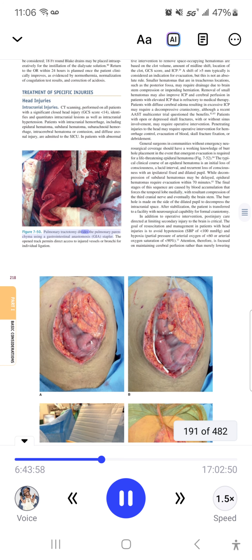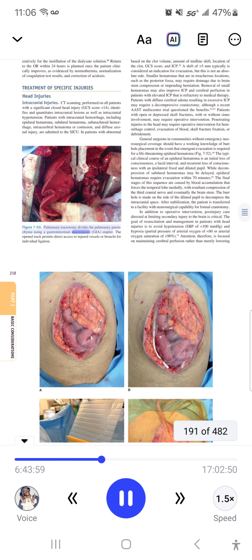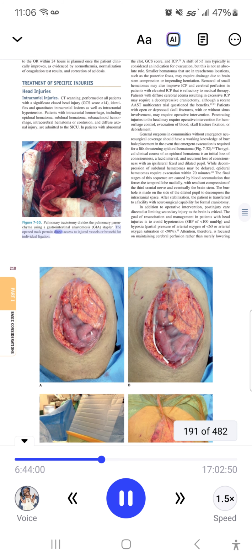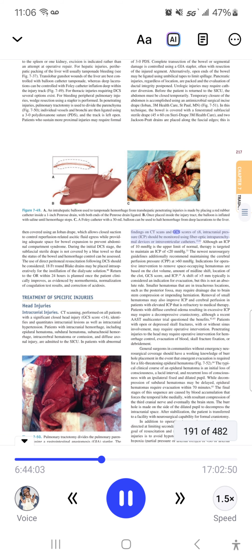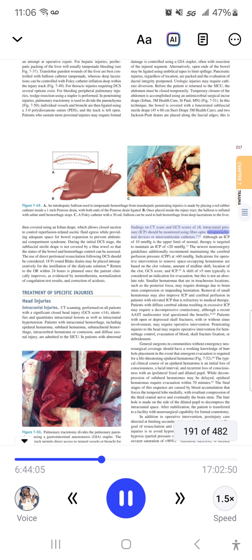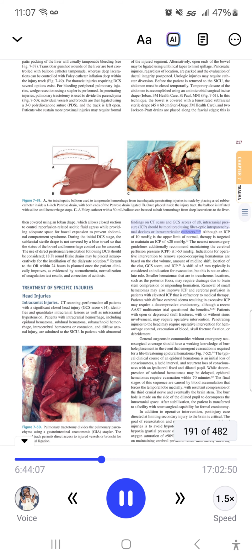Figure 750. Pulmonary tractotomy divides the pulmonary parenchyma using a gastrointestinal anastomosis (GIA) stapler. The open tract permits direct access to injured vessels or bronchi for individual ligation. In patients with abnormal findings on CT scans and GCS scores of less than or equal to 8, intracranial pressure (ICP) should be monitored using fiber optic intraparenchymal devices or intraventricular catheters.